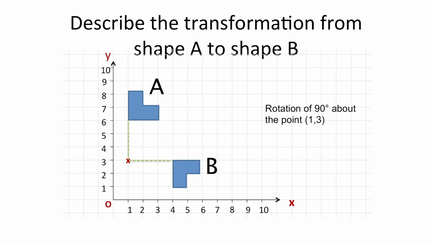So in order to get full marks on the exam, we'd have to say that it's a rotation of 90 degrees clockwise about the point 1, 3. So now we've seen an example that asks us to describe a rotation. Let's go over to the workstation and actually do an example together where we're asked to perform a rotation on a given shape.